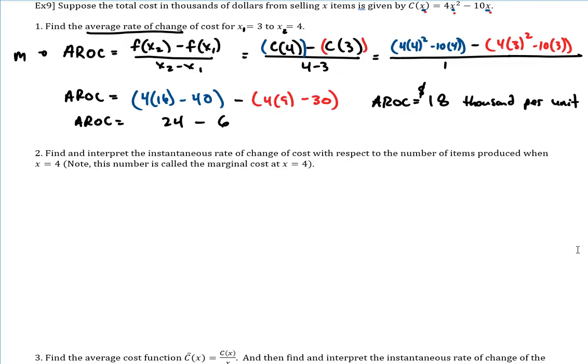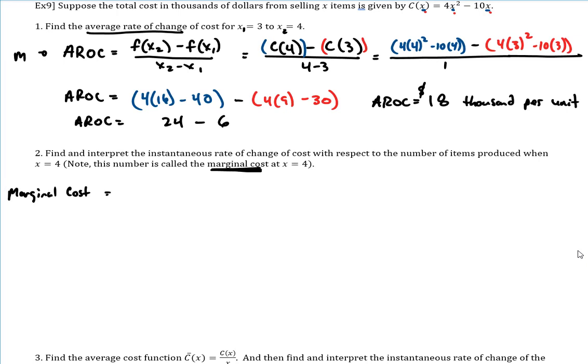Okay, and then in number 2, it says find and interpret the instantaneous rate of change of cost with respect to the number of items produced when X equals 4. Okay, so note this number is called the marginal cost at X equals 4. So an instantaneous rate of change of cost matches the marginal cost. Okay, anyway, so we've got the marginal cost. I'm going to write it like this over here.